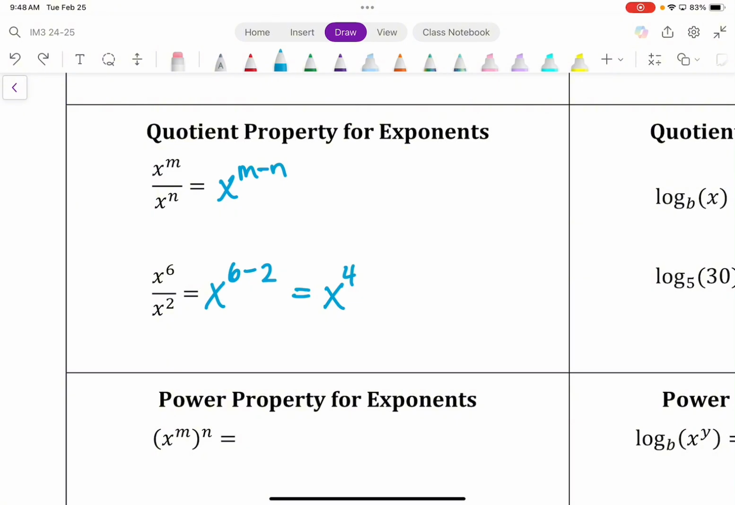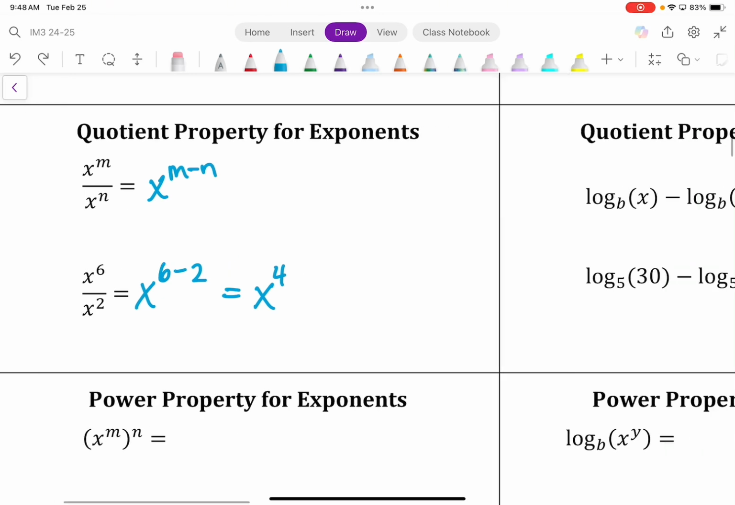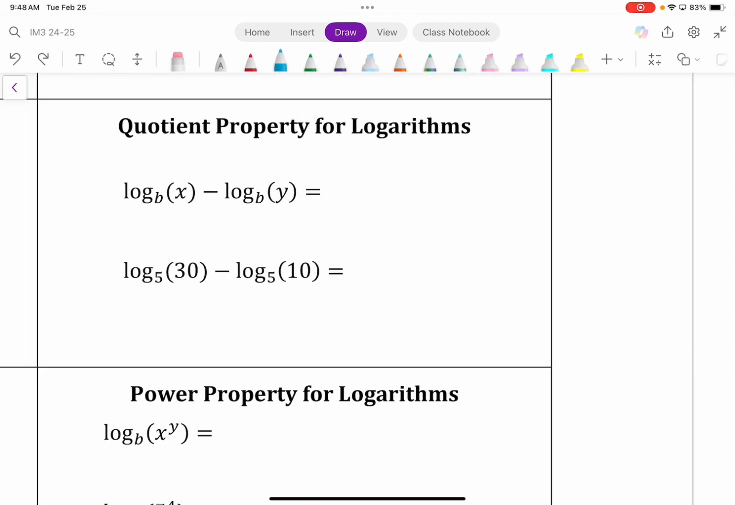Well, it translates to logarithms in the sense that if we're subtracting one logarithm from the other, then we can divide the inputs as well, like this. Log base b of x minus log base b of y is the equivalent of log base b of x over y. All right, log base b of x over y.